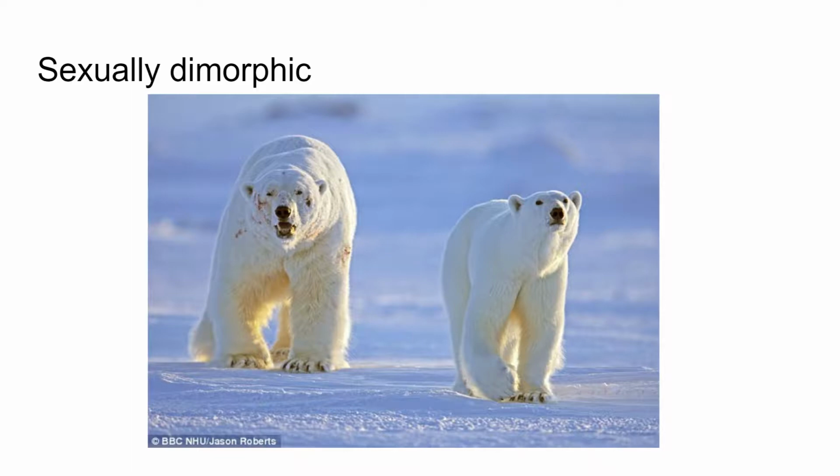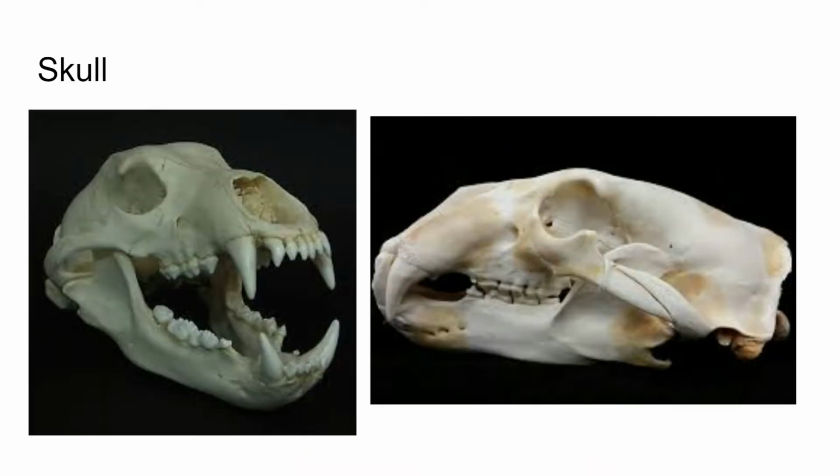And other characteristics as well: large jaw muscles, large skull as well. Here's a picture of some bear skulls. You have a brown bear on the left and a polar bear on the right. You can see the brown bear's teeth are more suited for its omnivorous lifestyle, whereas the polar bear on the right, less so, because it's just more eating flesh.